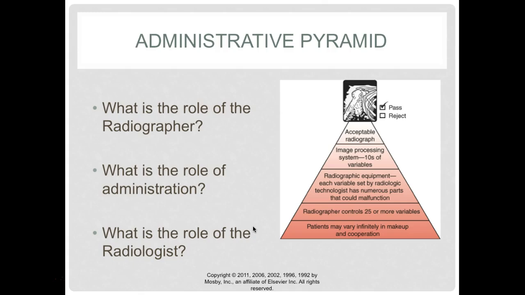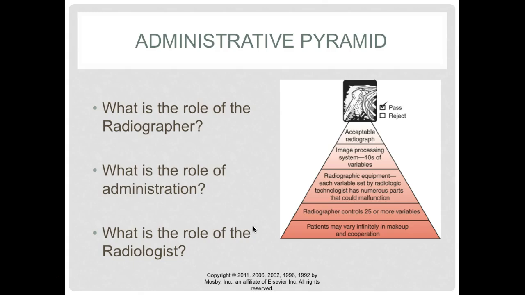So, what is your role? How does the radiologist fit into that, and how does administration fit into that? When you get a patient, each patient is completely different. We control over 25 variables. We have the x-ray equipment that we have to worry is working properly, and that's part of our QC. We need to look at the image and make sure it's acceptable, and that it meets the criteria of our scope of practice.